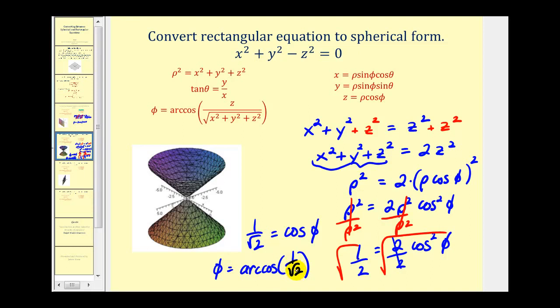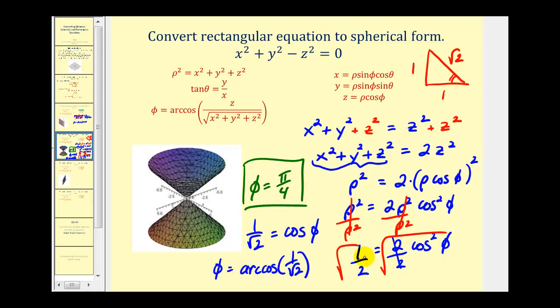And this ratio should look familiar. It occurs in a 45, 45, 90 right triangle. So the cosine of this angle here would be 1 over the square root of 2. So phi is actually 45 degrees, or phi is equal to pi over 4 radians. And that would be our spherical equation. Phi is equal to pi over 4 radians. So this one was quite a bit of work and it's a little bit messy here. Sorry about that. But it does come out to phi equals pi over 4.